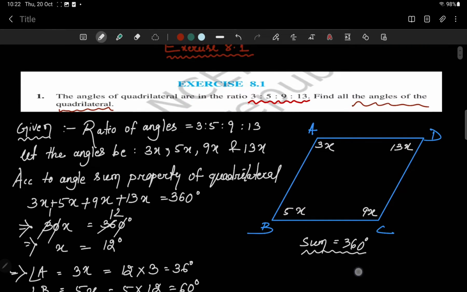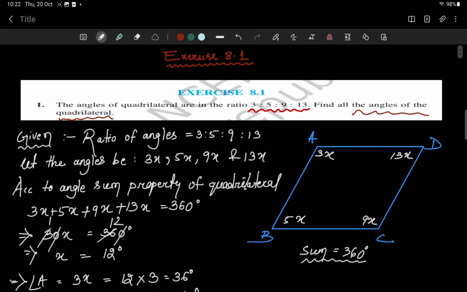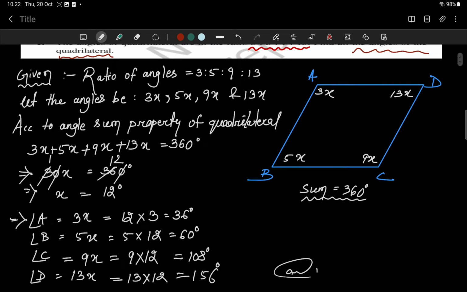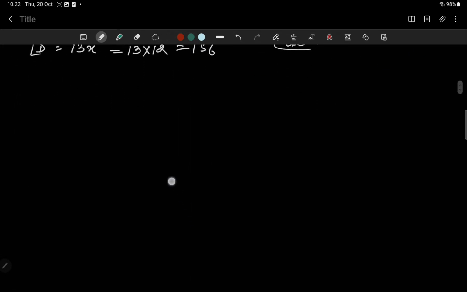See, so easy. And don't worry, I will be sharing the PDF with you. So this is the answer of question number 1. I hope you understood. I have applied the angle sum property, which is 360 degrees. I just added them and found out the value of x. Then I put the value of x in all the angles. It's the easiest one. So now we'll go to question number 2.